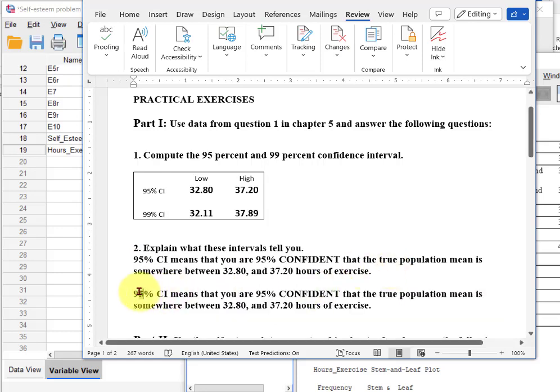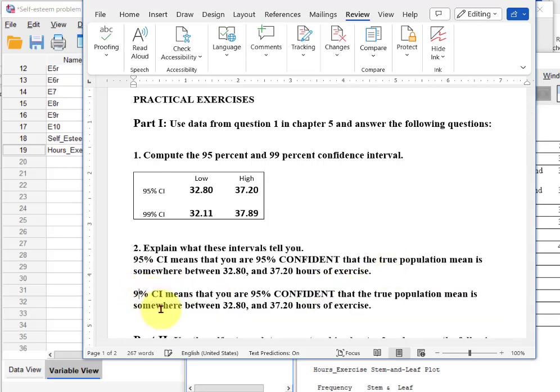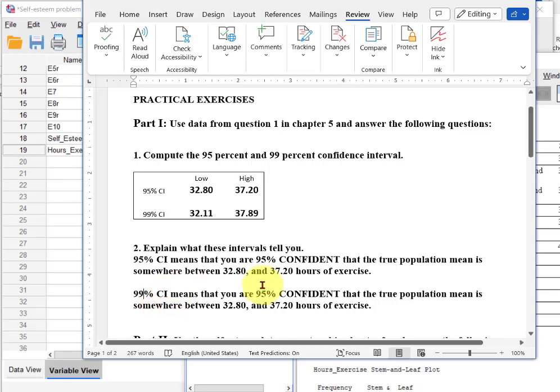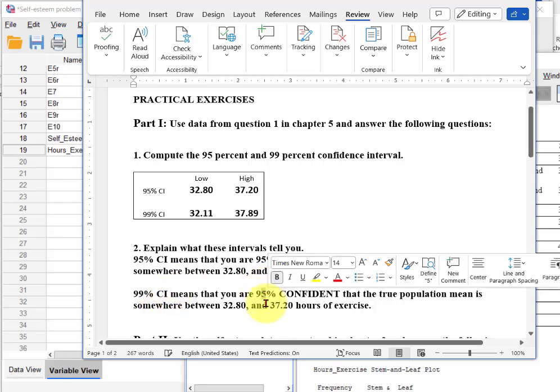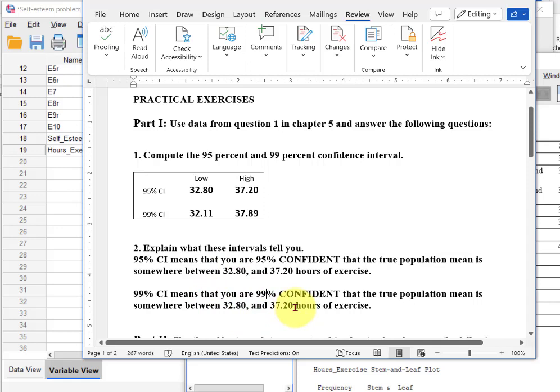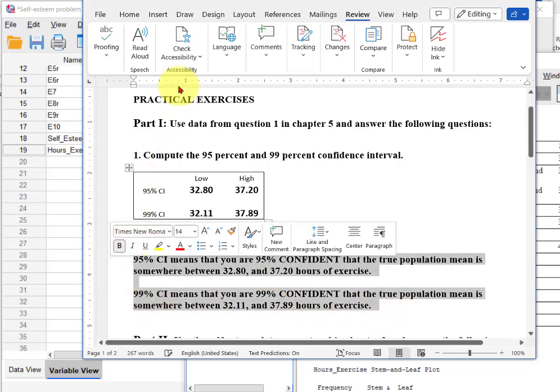Right? You're just 99% sure. You're a little bit more sure. Now, you're a little bit more sure because the number range, the interval itself got bigger, right? So if the numbers to choose from get bigger, you should be a little bit more confident, and that's exactly what happened. So this is 32.11. And this is 37.89. Got it? Those are the answers.